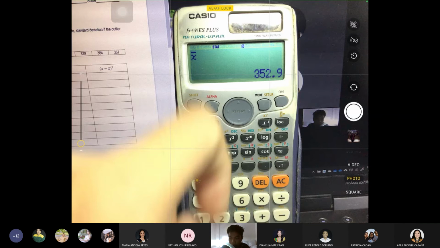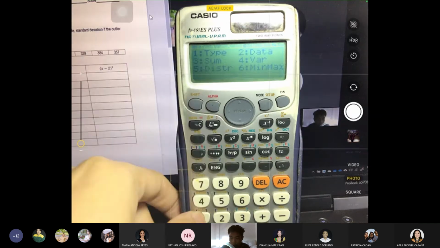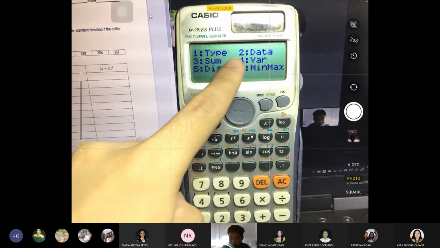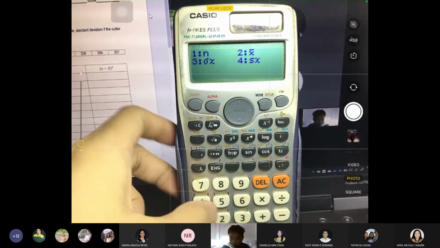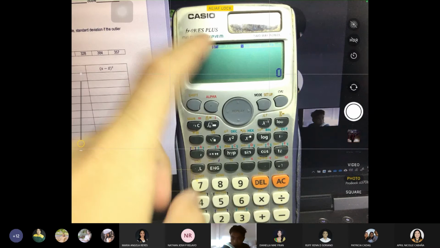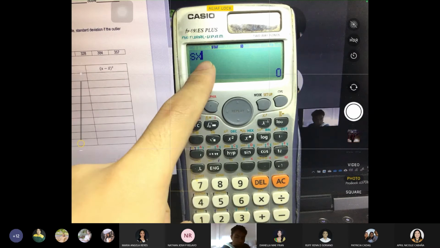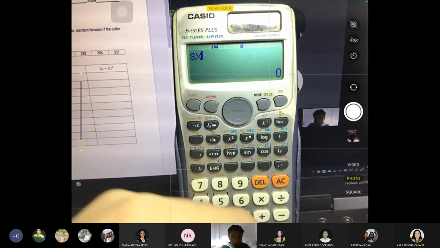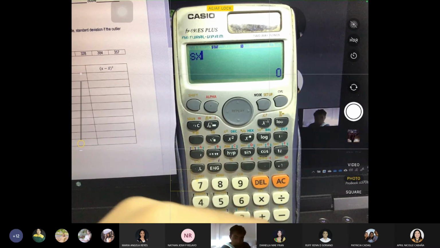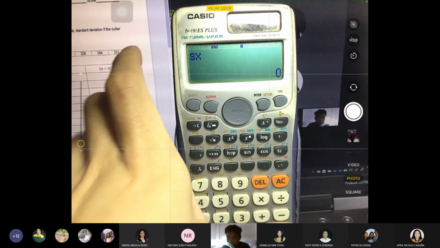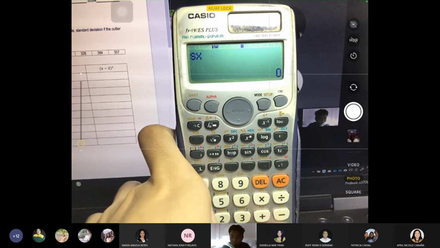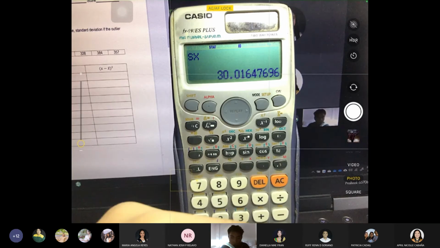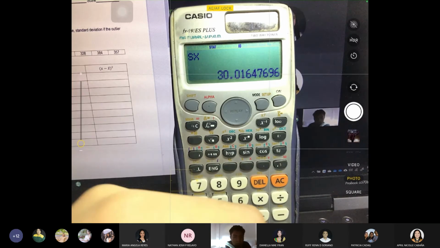Ngayon naman, let's check the standard deviation. So again, you press the shift, then 1. Then you press the var, yung variance. And then you press 4 again for the SX. SX is the standard deviation. Ano yung standard dev natin? 30.02. Pero yung complete form nun ay 30.016 something something. So, tignan natin kung yun din lalabas dito. Ayun, yun din yung lumabas. 30.016 something something. Okay?